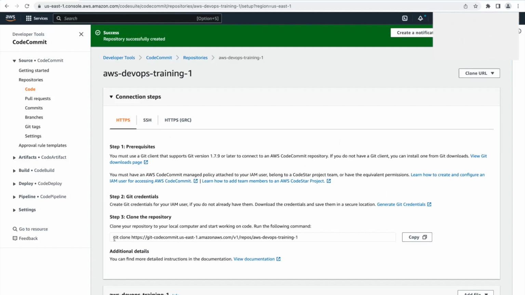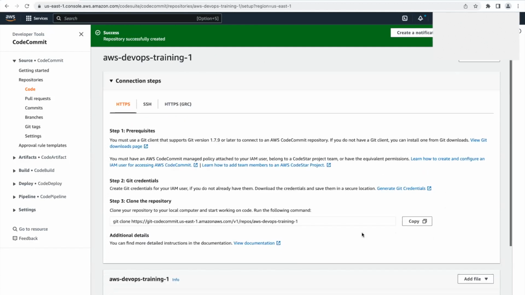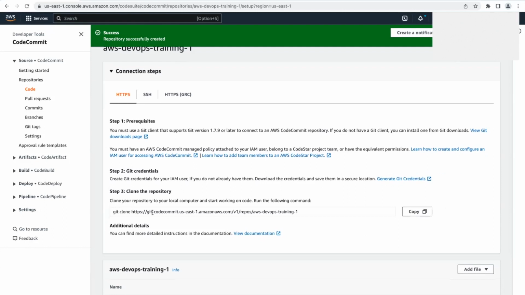So here you see, this gives the clone URL. You can get it here, or once you create it, you get the URL here. You see here, the command is git clone. It's important to remember in the exam, sometimes they may ask this URL format. It is git-codecommit, dot, the region, then amazonaws.com/v1, then the repo and the repository name. Once you start working, you'll maybe memorize this, so you can recognize how the format looks.